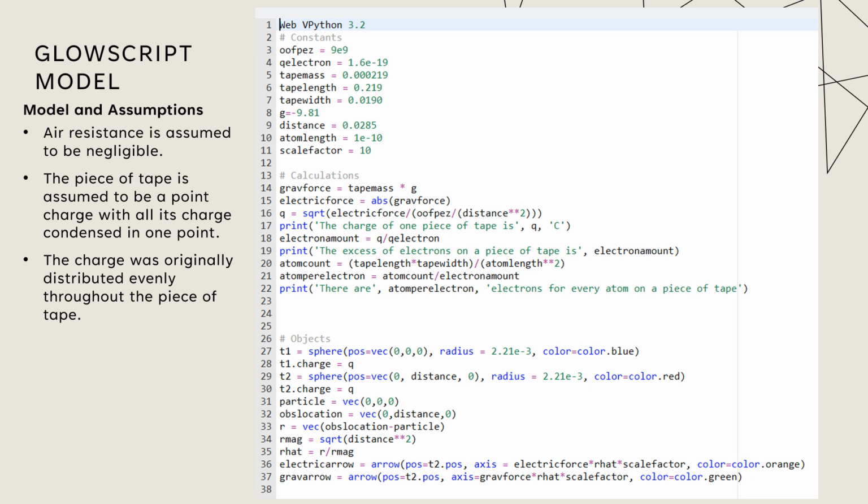So this is my glossary code with all the previous calculations and values. PHYS, Q electron, tape mass, tape length. And some assumptions that have to be made for this model are that air resistance is negligible, and a piece of tape is assumed to be a point charge with all of its charge in one area instead of spread across the tape. This makes it a little different because the charge was really distributed evenly throughout the piece of tape.